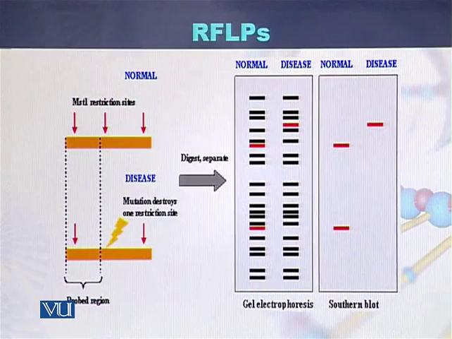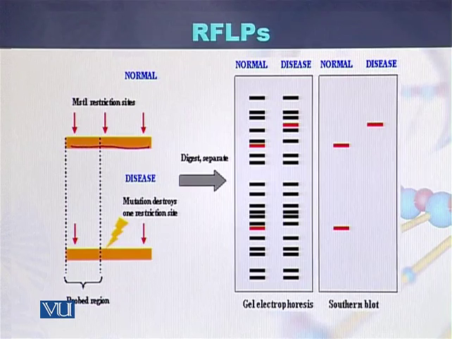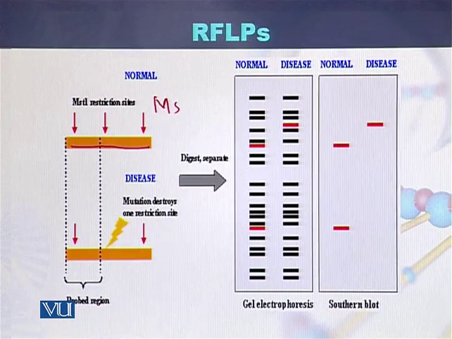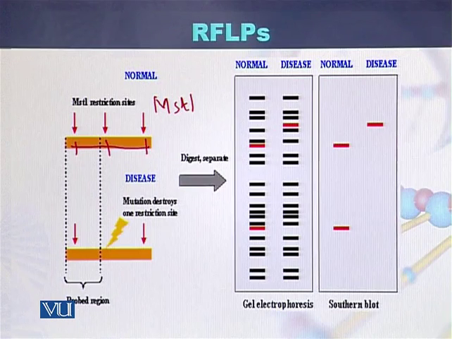To understand the phenomenon of RFLP, we take an example. Here we can see the DNA of a normal individual. Within this DNA sequence, there are restriction sites of an enzyme. The name of the enzyme is MstI. There are three sites: site 1, site 2 and site 3. If we digest the normal DNA with this restriction enzyme, two fragments will be produced. This will be fragment 1 and this will be fragment 2.